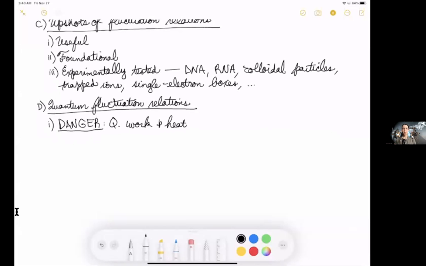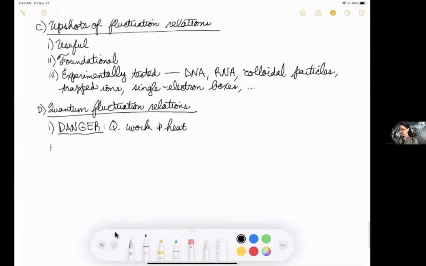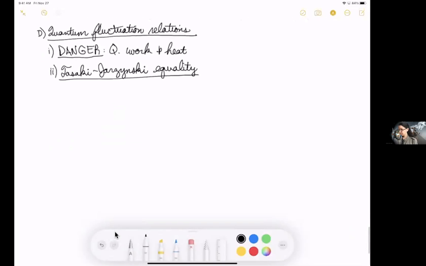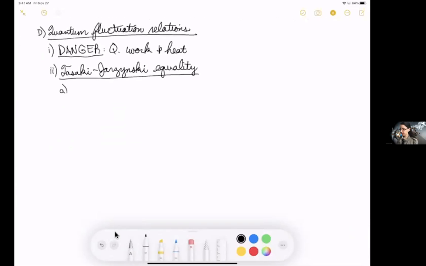Again, everyone seems to have his or her own favorite definition of work and heat, which potentially can lead to his or her own favorite quantum fluctuation relation. I'll present one example that's at least widely known. Proved by Halpern. That appears in this paper.